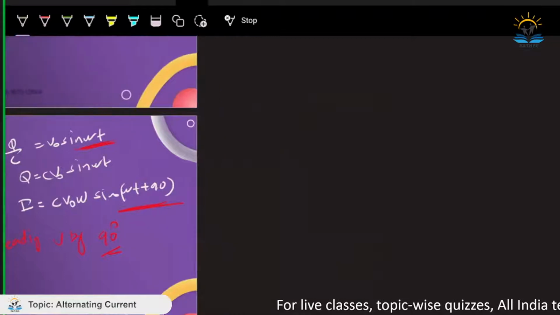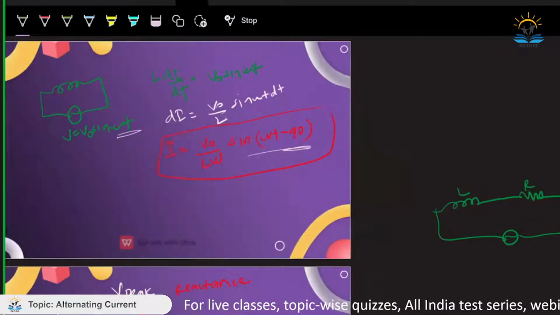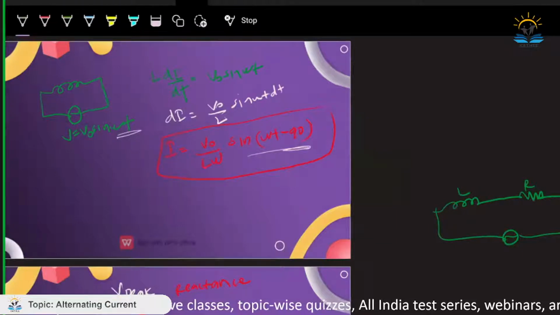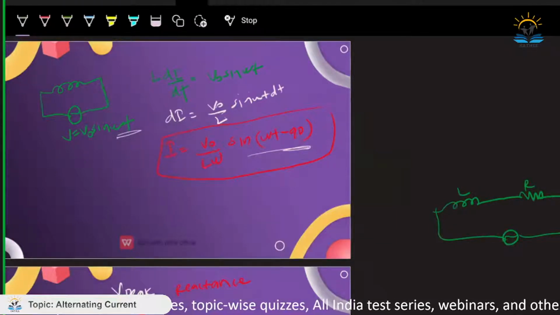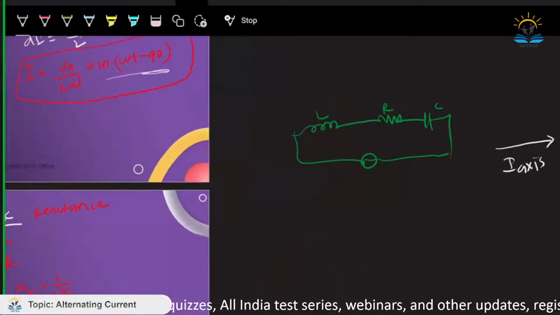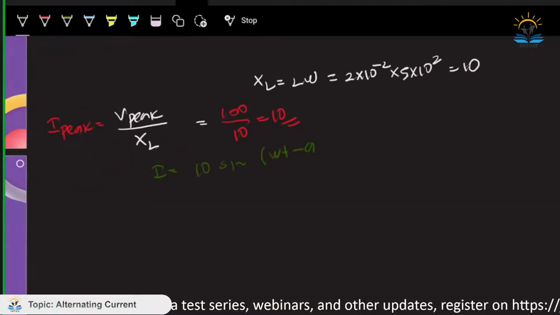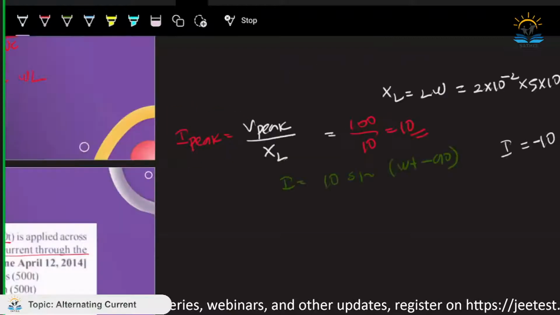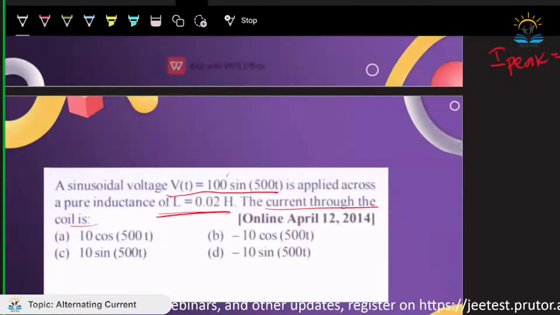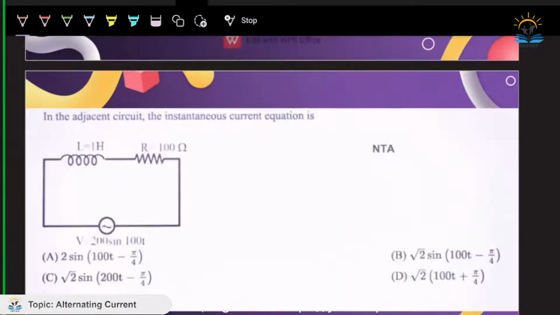So I equal to I naught, 10 sine of omega t, sine of omega t minus 90, we can write as minus cos omega t. So we can also write I equal to minus 10 cos of 500t. So which option? Option B is the correct one. Okay. Next, in the adjacent circuit, the instantaneous current equation.